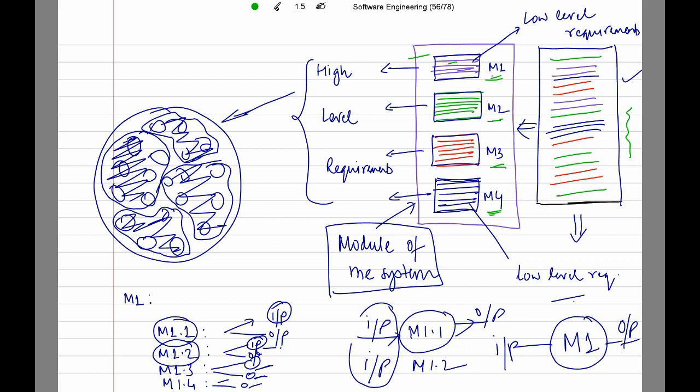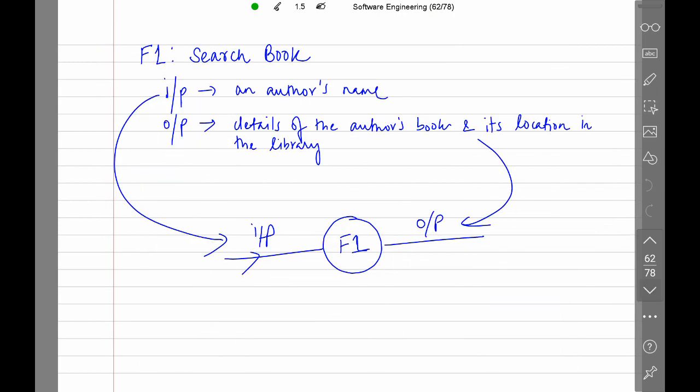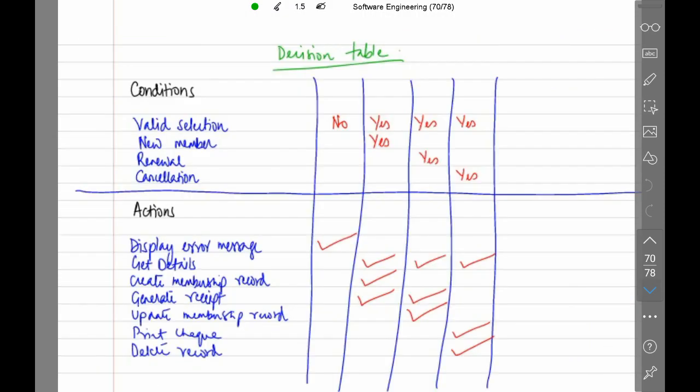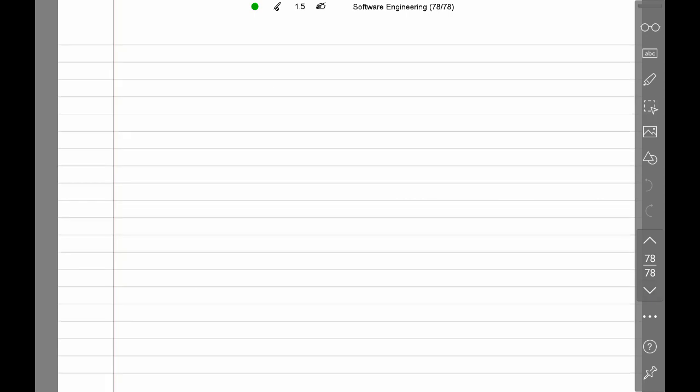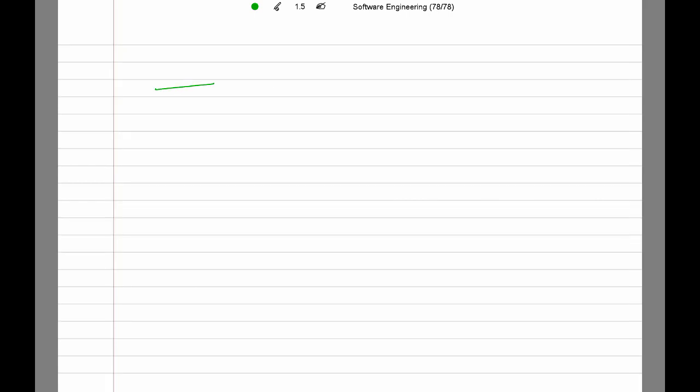Now I'm going to introduce the concept of cohesion and coupling with respect to these 4 different modules, M1 and M2. So let's see how that works. Let's say I have 4 different modules. So here is M1 and here is M2.